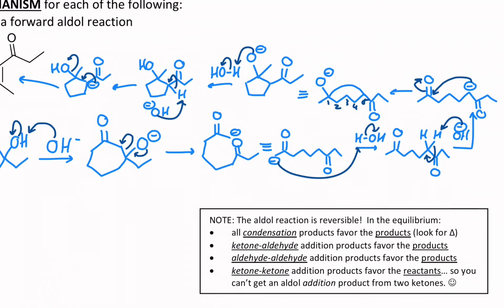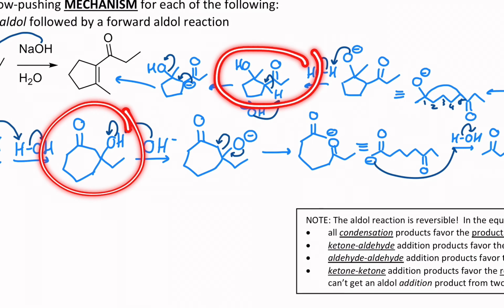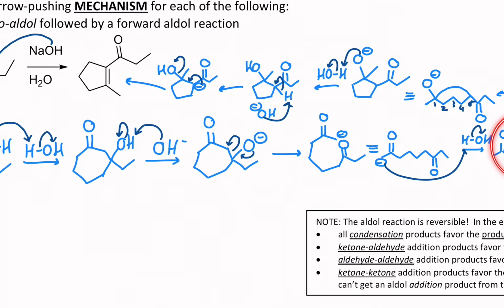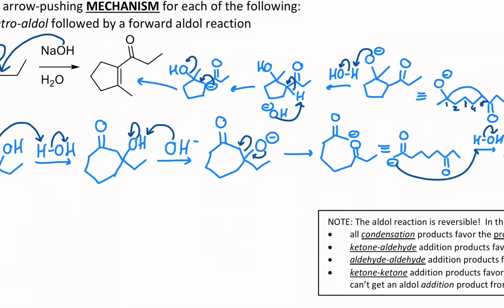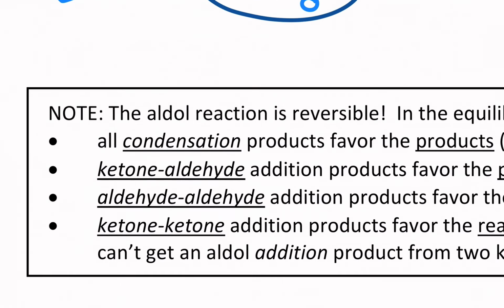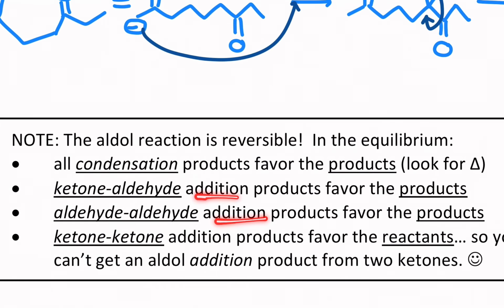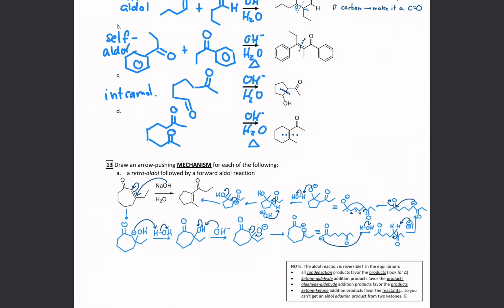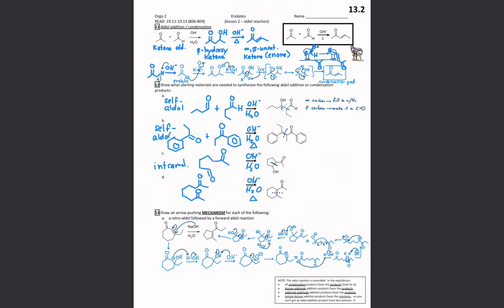So these hypothetical aldol addition products that are beta-hydroxyketones, you can't ever stop at those. They're not thermodynamically stable compared to a diketone or an alpha-beta unsaturated ketone. However, you can get addition products as long as you have at least one aldehyde. We'll see more examples of what we mean by that, but that just gives you a heads up as you start to look at the homework problems on the back. Okay, that's a good introduction to the aldol reaction.